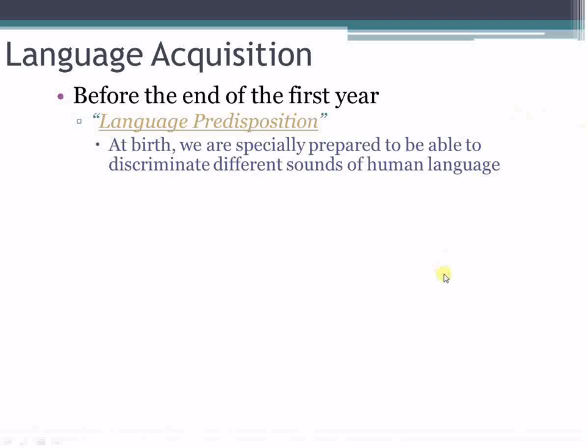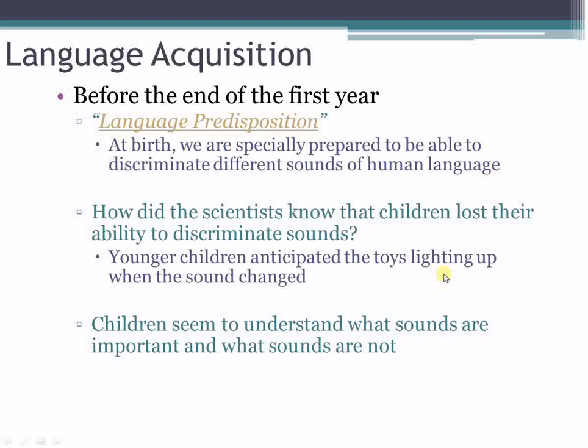Now, what's interesting about this is that researchers can use this same methodology to demonstrate when children lose the ability to discriminate between non-native sounds. There are sounds in English, for example, that other languages don't use. They don't make distinctions between those sounds. And as the babies grow older, at about 1 year old, they lose the ability to discriminate between those different sounds.